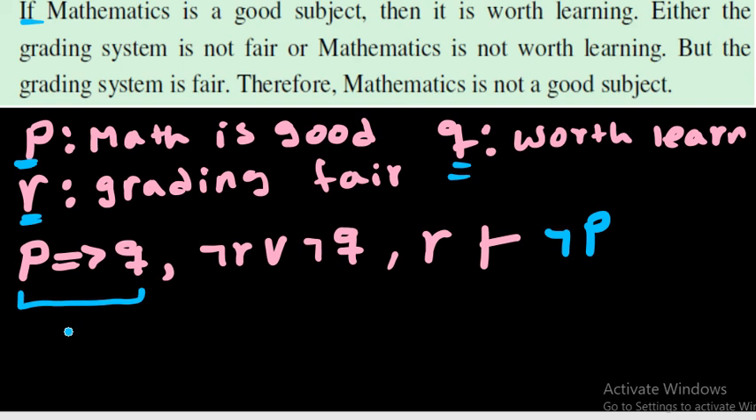That is the first premise, obviously it is true. Second premise: either the grading system is not fair, that is negation R, because grading system is fair is R already, or mathematics is not worth learning, that's negation Q. Worth learning is Q. Second premise, again it is true. The third one, but the grading system is fair, which is R. Again it is true. Finally, the conclusion: therefore, mathematics is not a good subject.